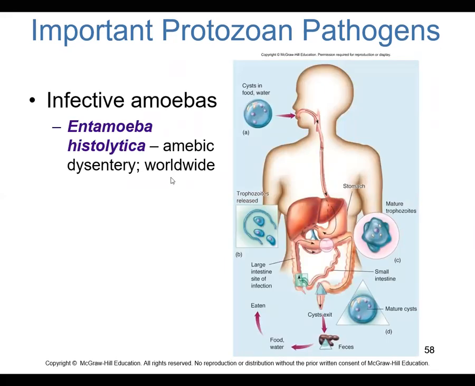The biggest cause of dysentery or diarrhea worldwide, and it actually kills lots of people because they're in less industrialized areas where they don't have medical treatment for it, is Entamoeba histolytica. You get it from consuming the cysts in either contaminated food or water. So you go in, they hatch or go to the trophozoite phase.